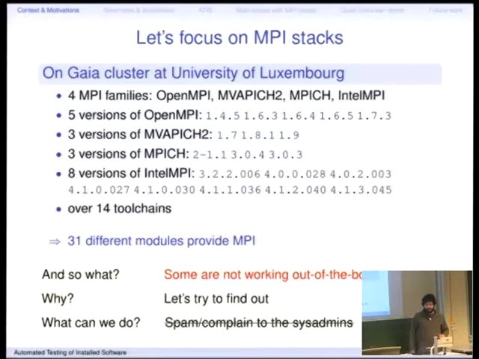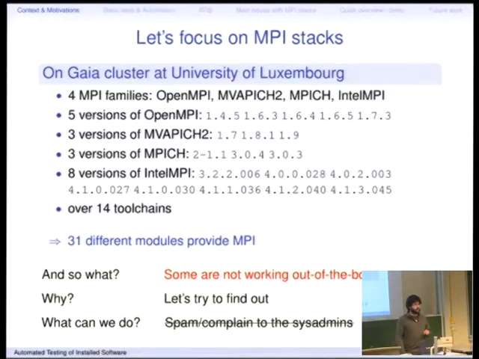Still on the cluster of the University of Luxembourg, now let's just focus on the MPI stack. We have the four big major families of MPI installed: OpenMPI, MPICH2, MPICH, and Intel MPI. Here I listed the versions that are provided on our cluster. For OpenMPI we have 5 different versions installed, MPICH2 we have 3 of them, MPICH we have 3 of them, and Intel MPI we have 8 of them.